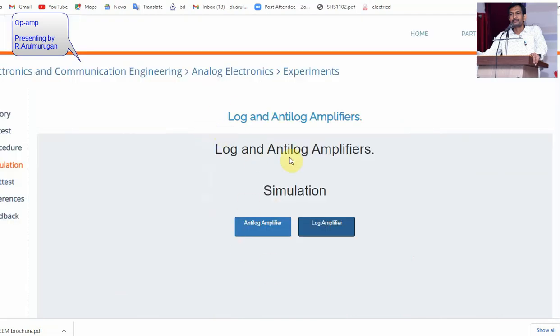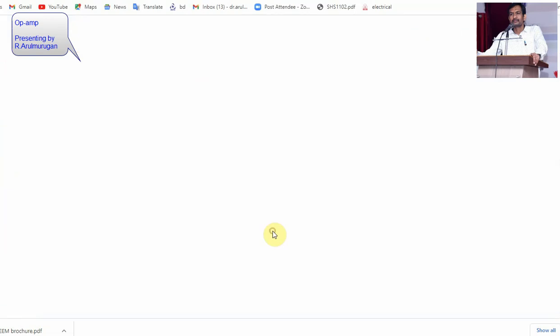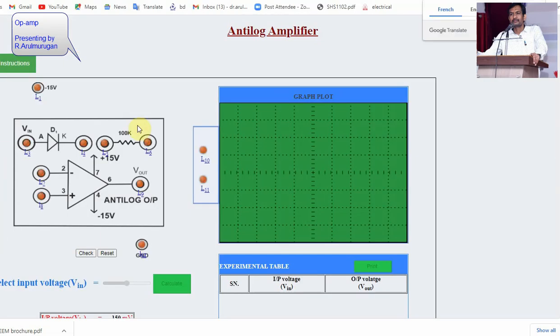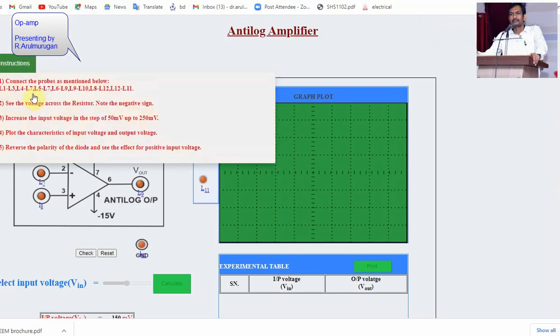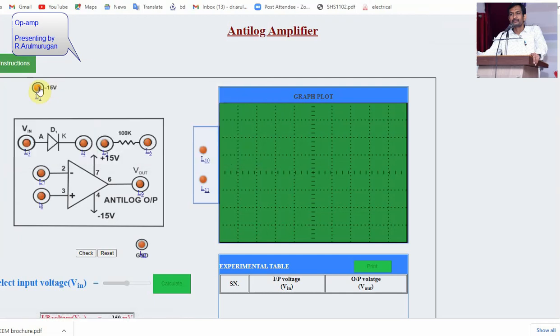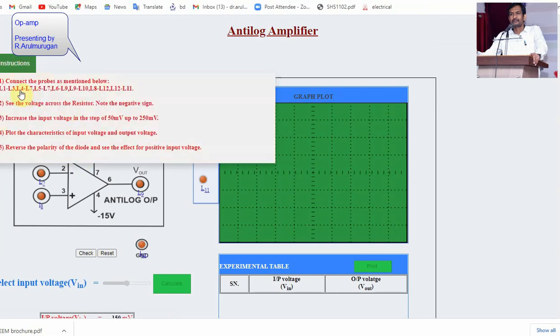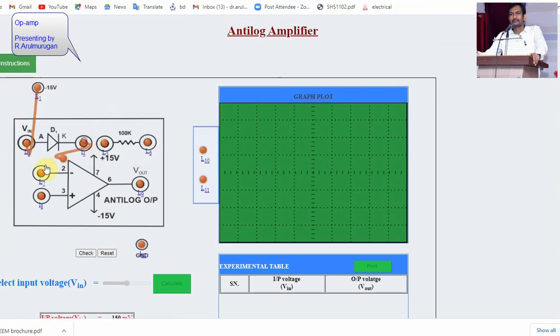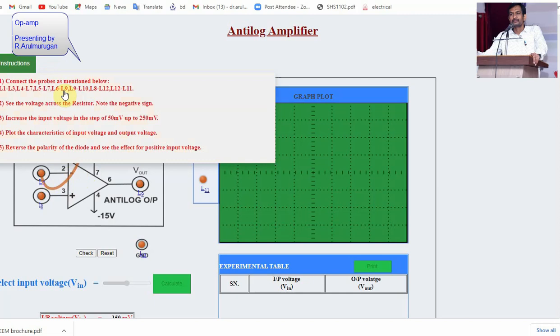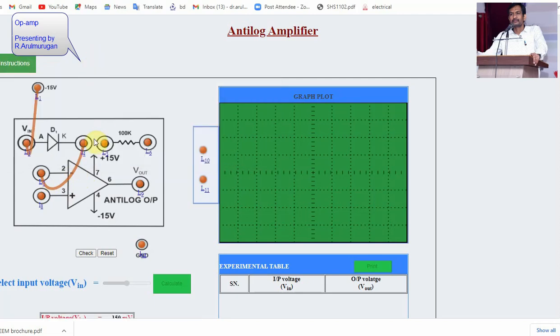Furthermore, you will understand here. For the anti-log amplifier, you have the set, and you can go through the instructions. Plus terminal you can give here. Then L4, click L4 connected to L7. The input source goes to the minus terminal, the inverting terminal, as an input. Then L5 is connected to L7.